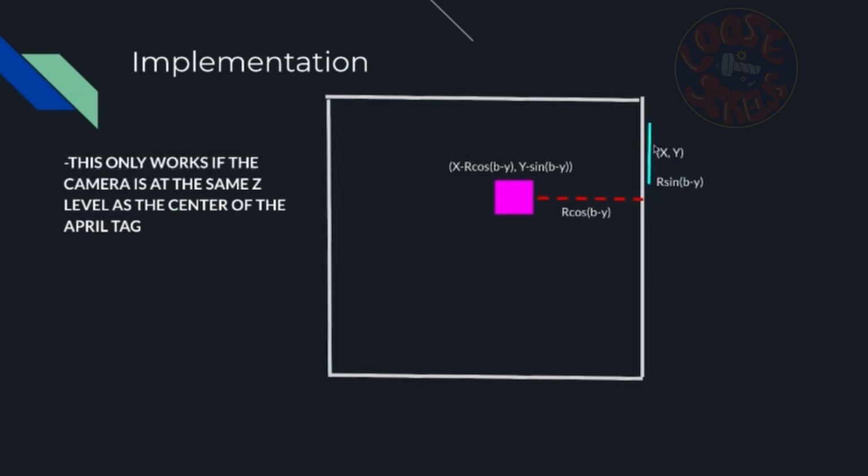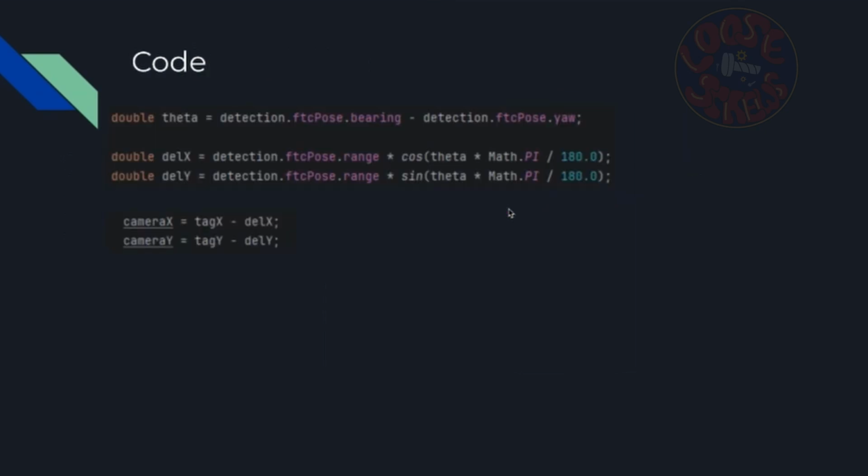So let's say the center of our AprilTag is X, Y, and we know the X distance and Y distance from the AprilTag. We can find the position of the camera by using X minus R cosine of B minus Y, and Y minus R sine of B minus Y. But keep in mind, this only works if the camera is at the same Z level as the center of the AprilTag, which means if the camera is too high or too low, it could skew our data and make our position of the robot inaccurate.